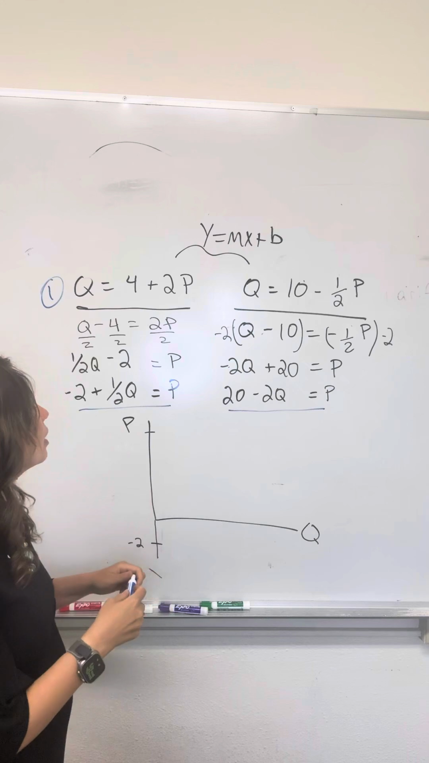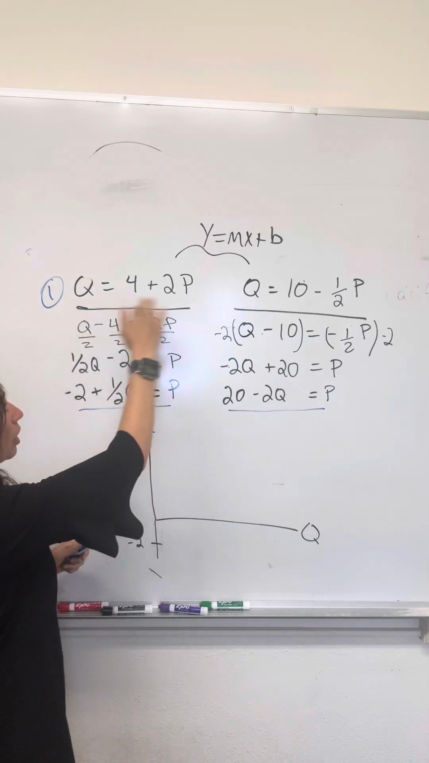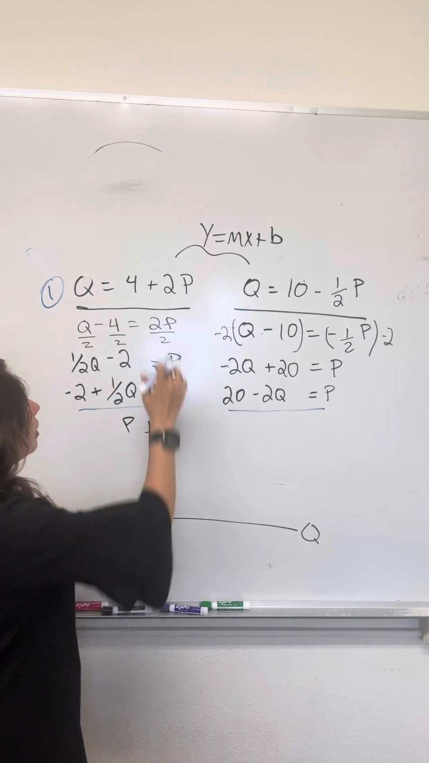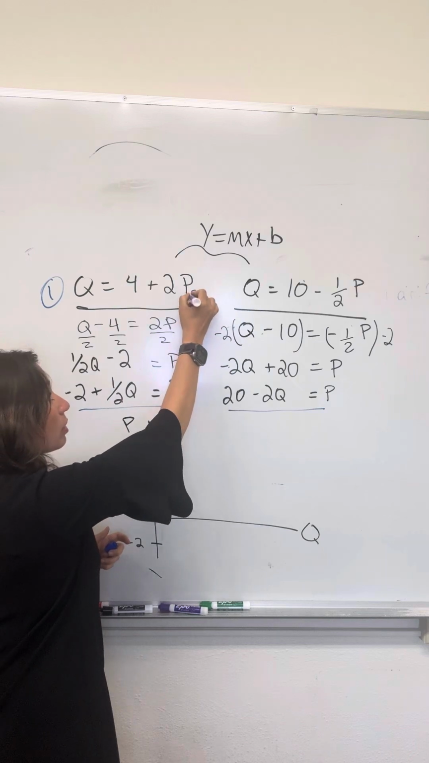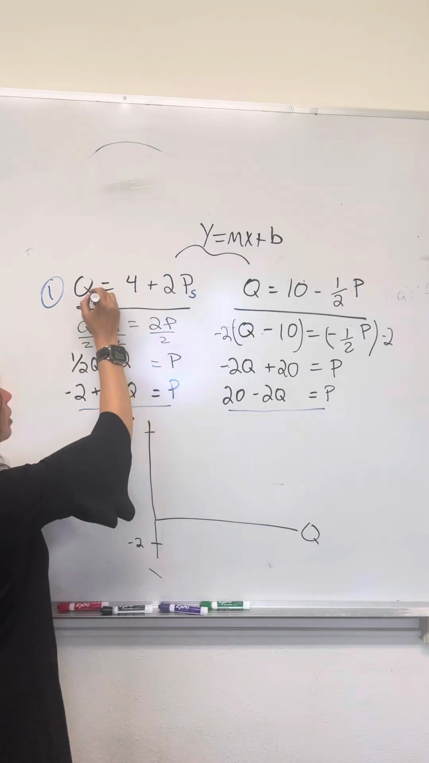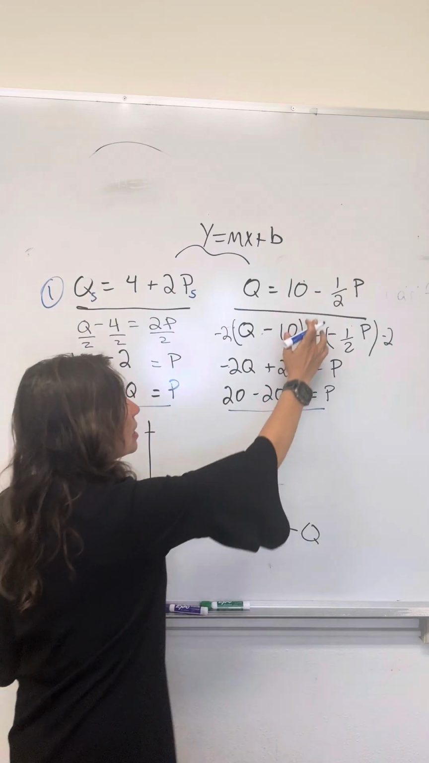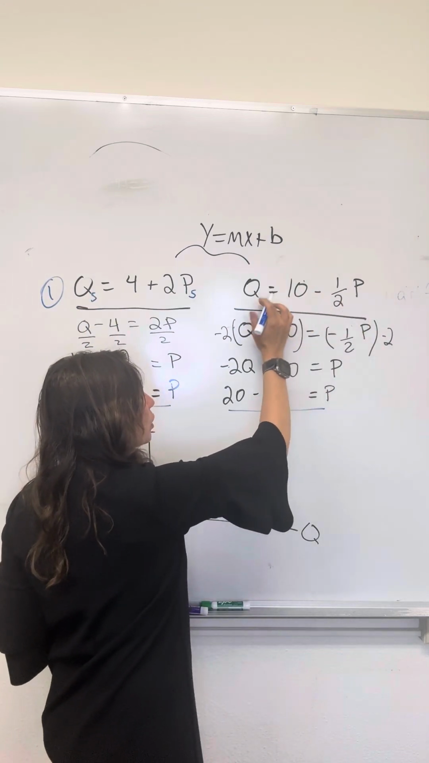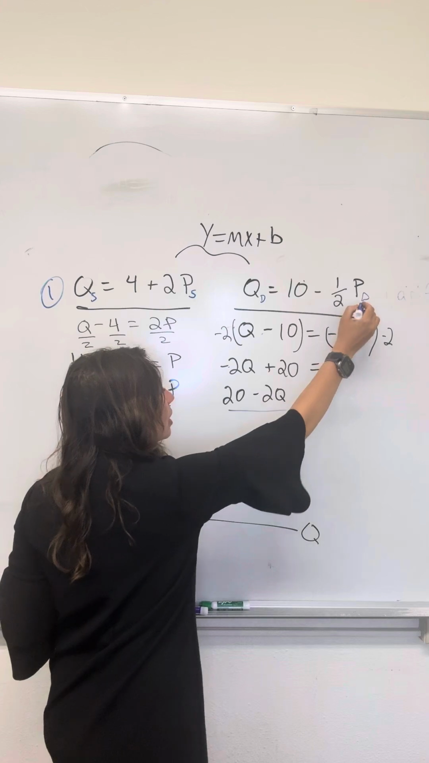And so to do that, you just kind of put this in a table format. This is, of course, supply, because there's a positive relationship between price and quantity. So I'm going to remind myself of that. This is demand, because there's a negative relationship between price and quantity.